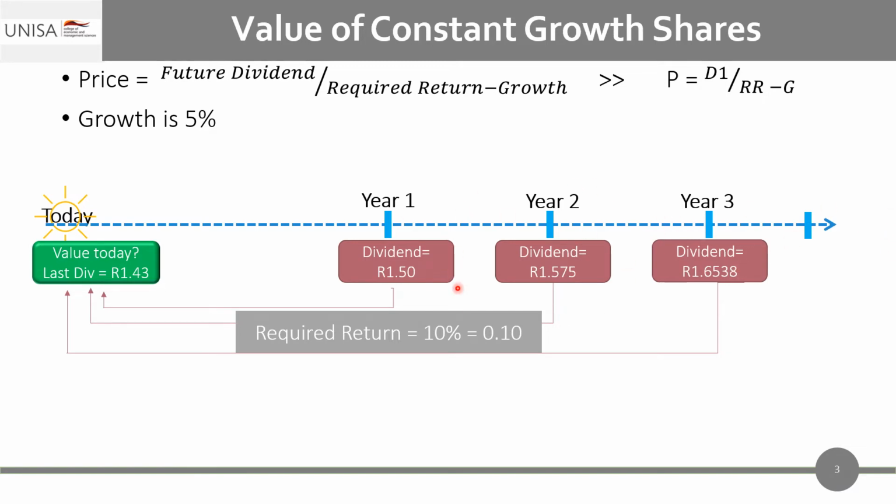So to find the value of this share, we will then say D1, which is the dividend in year 1, not the dividend in year 0, which is 1.43. No, it's actually the dividend in year 1 divided by required return, which is 10%, minus G. If you do that calculation, you'll get a nice answer.